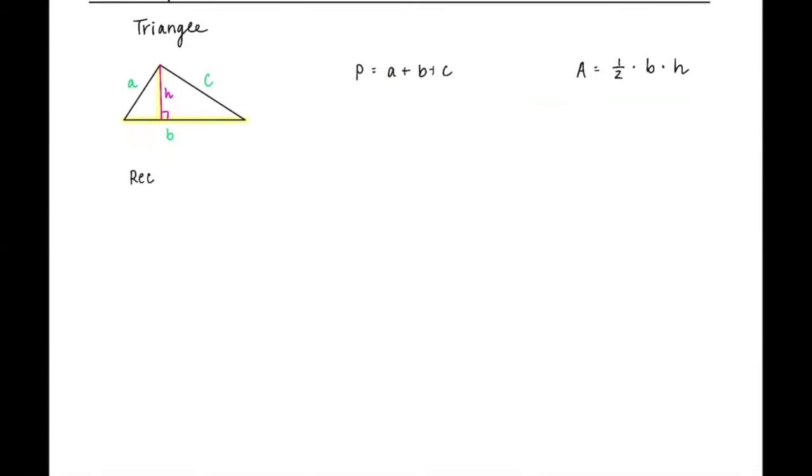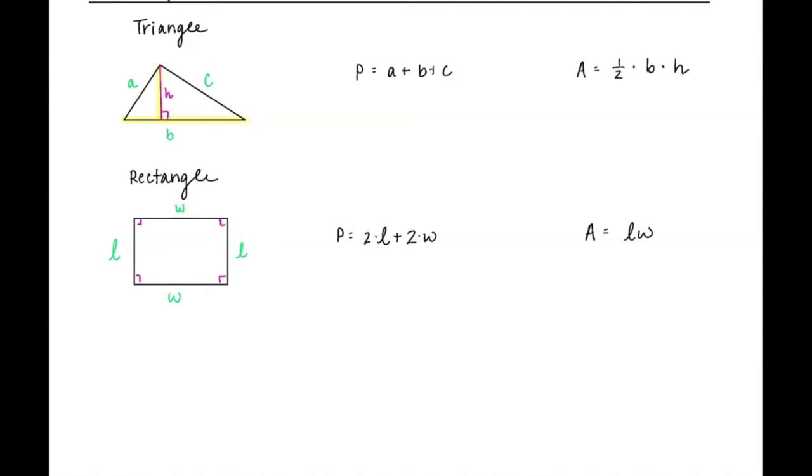If I move on to a rectangle, this will be some length, some width, and these will be the same, length and width. And remember, all of these angles are going to be 90 degrees. If I want my perimeter, I go ahead and add up W, W, L, L. So ultimately you have 2 times the length plus 2 times the width. And the area of our rectangle is just length times width.